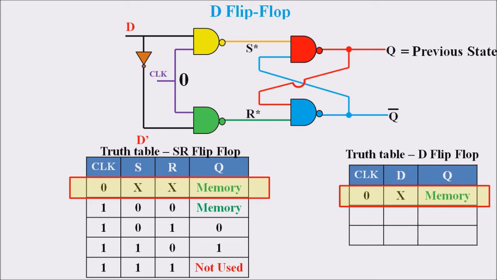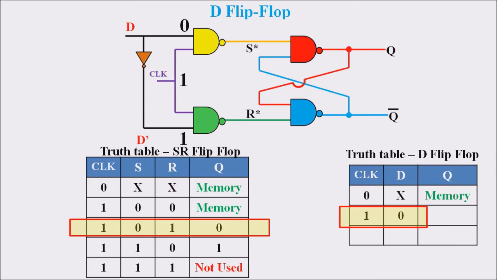Next we are going to deal with the case where the clock is 1 as well as the data value is 0. As we see here, if the data value is 0, then the complement value will be 1. That simply means that we are dealing with SR flip-flop with S value equal to 0, R value equal to 1. If we analyze the truth table of SR flip-flop, S equal to 0, R equal to 1 means that the output will be 0. Thus, in the truth table of D flip-flop with clock equal to 1, D equal to 0 gives the output Q equal to 0.